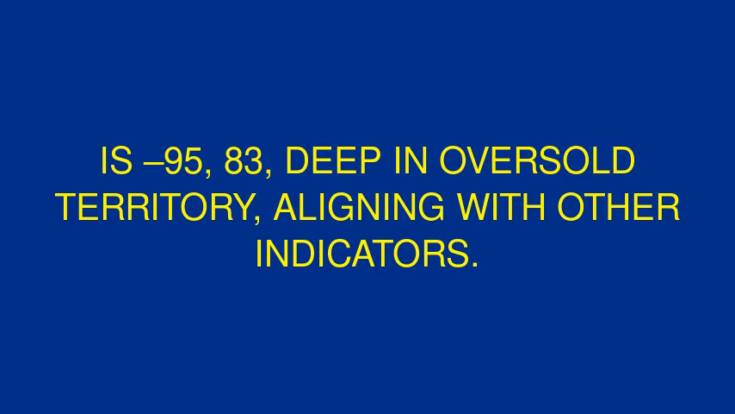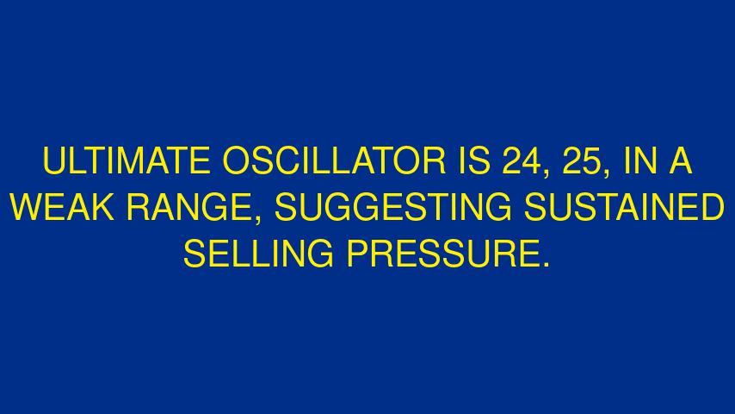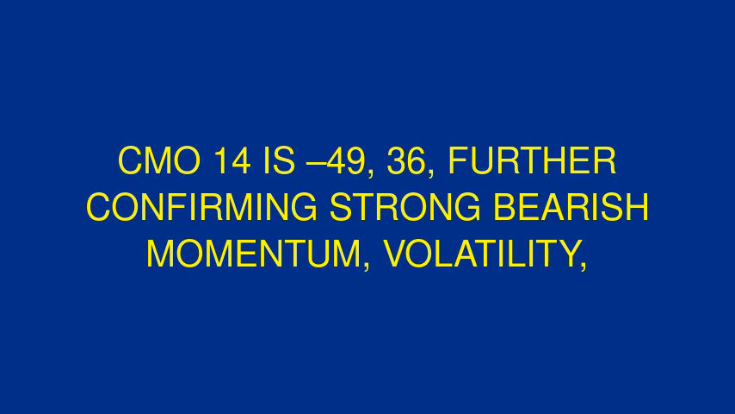Williams R14 is -95.83, deep in oversold territory, aligning with other indicators. Ultimate oscillator is 24.25, in a weak range, suggesting sustained selling pressure. CMO 14 is -49.36, further confirming strong bearish momentum.